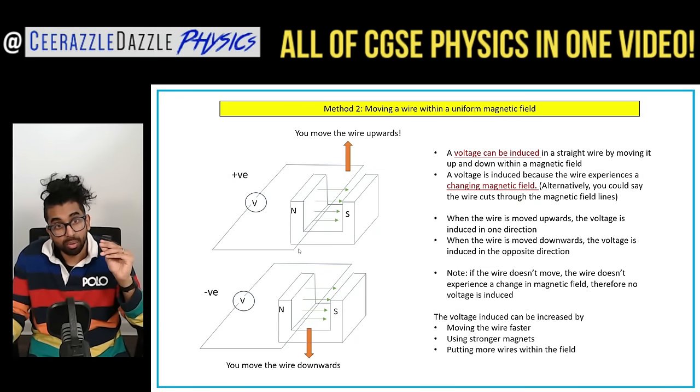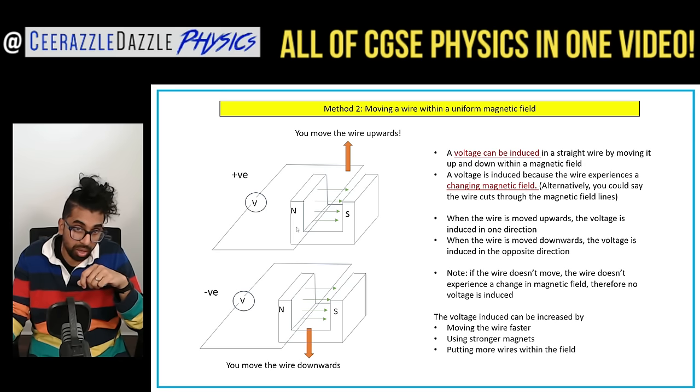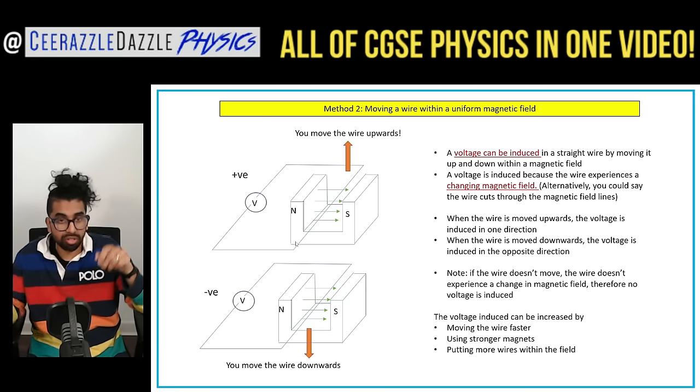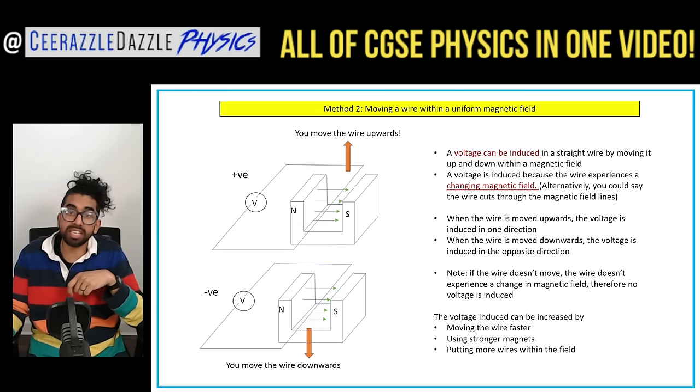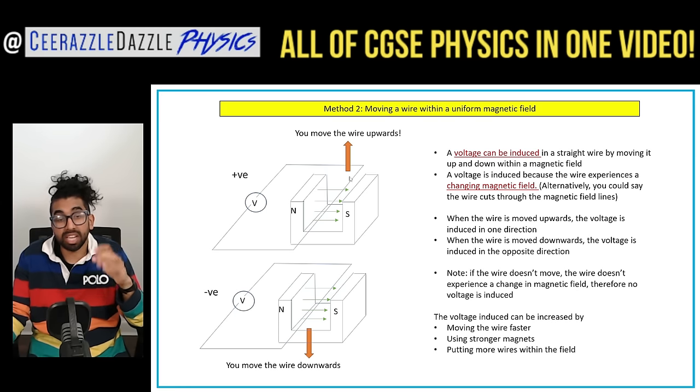Over here, rather than moving the bar magnet into the coil, we're going to move a wire within a magnetic field. We've got our horseshoe magnet over here, and we've got a voltmeter and a wire in this diagram. There is no power supply. You're going to take the wire and move it up and down within the magnetic field. When the wire moves within the magnetic field, it will cut the magnetic field lines, and therefore it will generate a voltage. Moving the wire upwards will get a voltage in one direction. Moving the wire downwards will generate a voltage in the opposite direction over here.